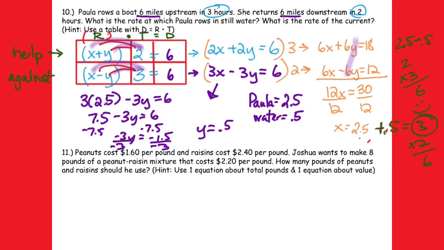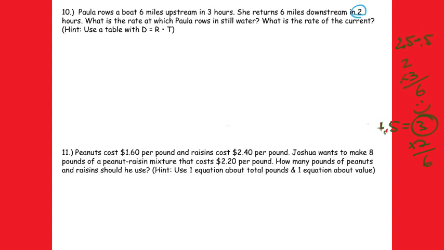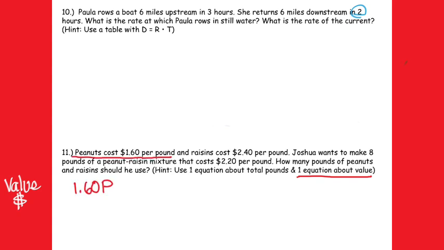On the next question, we have another version of our mixture problems. I'm just going to clean this up so it doesn't distract us from what we're talking about now. On our mixture problems, we write one about value, right? So we're going to start there. Value, we know the values of peanuts and the values of the raisins for the total value. Now we have to think about this.